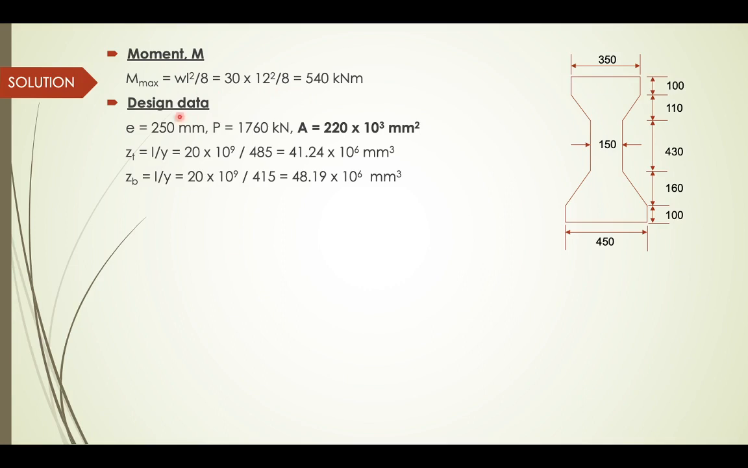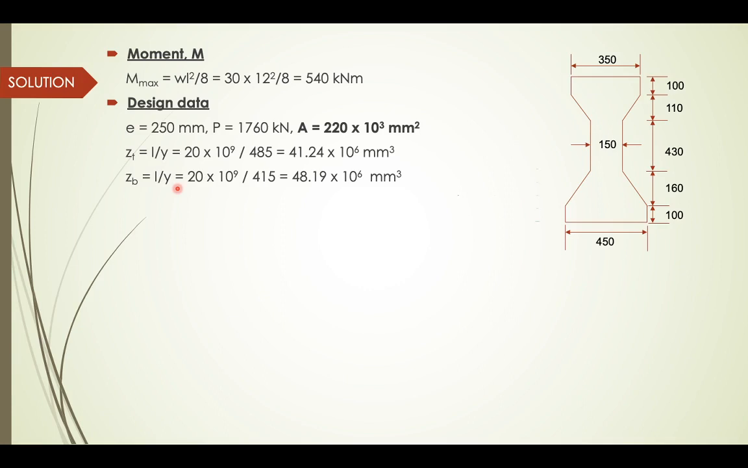Right, and based on the question, we have this information, whereas the eccentricity at midspan is 250, then P is equal to 1760 kilonewton, and we can also calculate the area. Right, so if you still remember in the equation, we have the value of A that is required to be used. Right, so this is the cross section, and based on the cross section we can also calculate the values of section moduli, or section modulus. So we have this equation of ZT and also ZB. So we have I over Y for both equations.